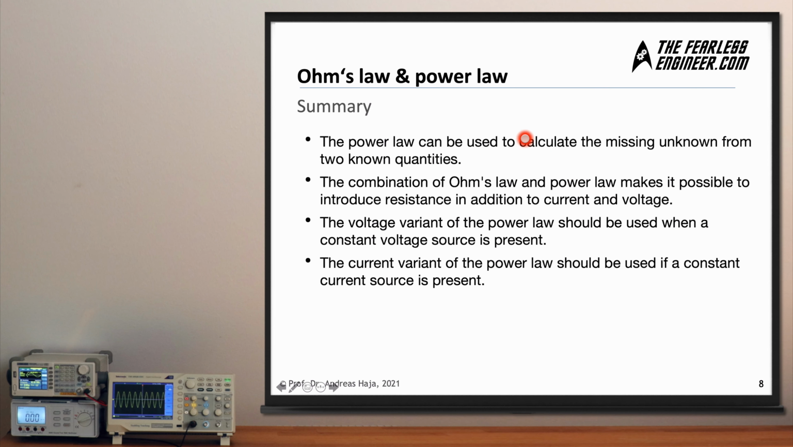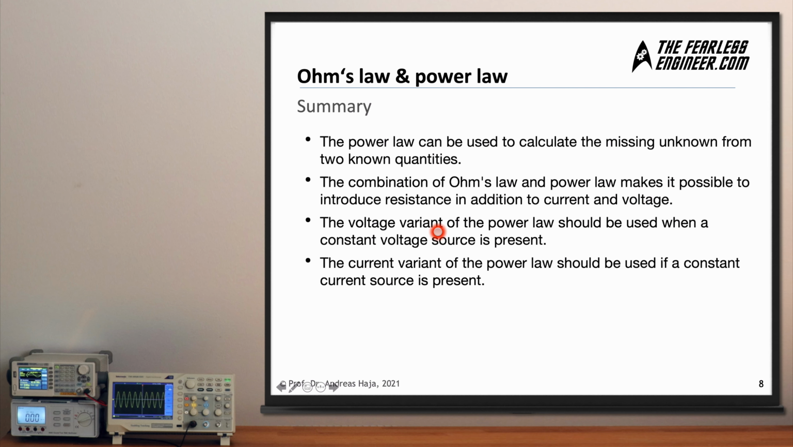Now let's quickly summarize the most important items from this video here. The first is that the power law can be used to calculate missing unknowns from known quantities. You have one unknown and two known quantities in the basic form. And if you combine this power law with Ohm's law, then you get other possibilities of parameters which you can use. You can introduce the resistance into the mix of parameters in addition to current and voltage, depending on what's given and also depending on the behavior of the components in your circuit.